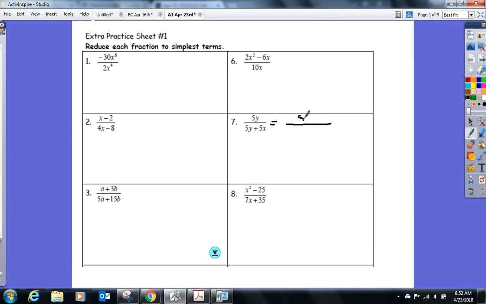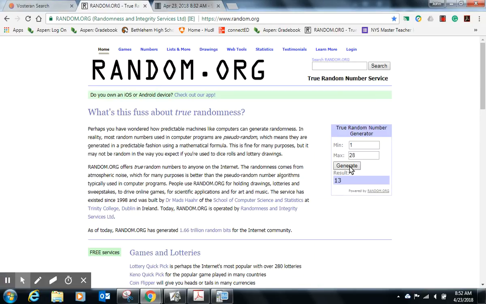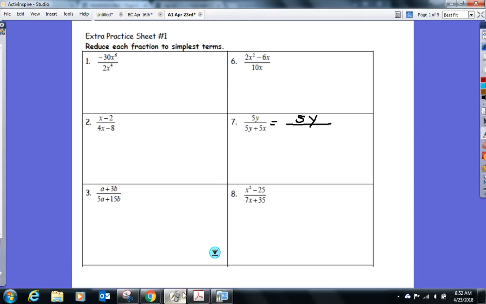So there's nothing I'm going to do with the numerator of 5y, but what can I do with that denominator of 5y plus 5x? What can I do with that denominator? Be simple, right? Take out a GCF of 5 and what's left? Good.